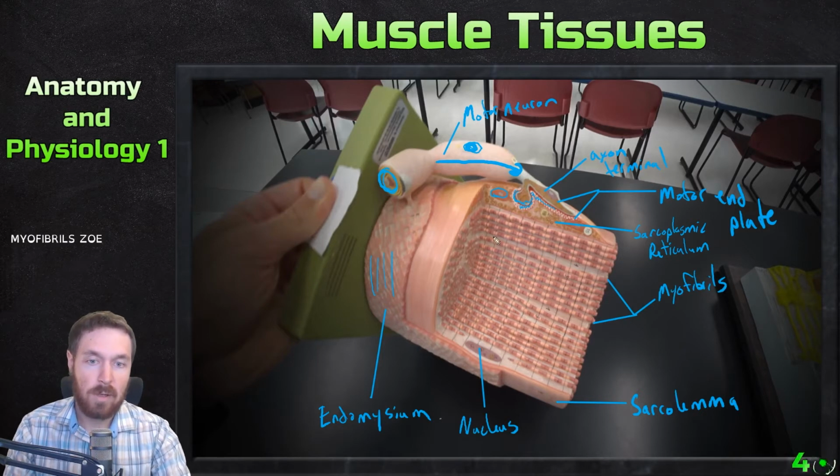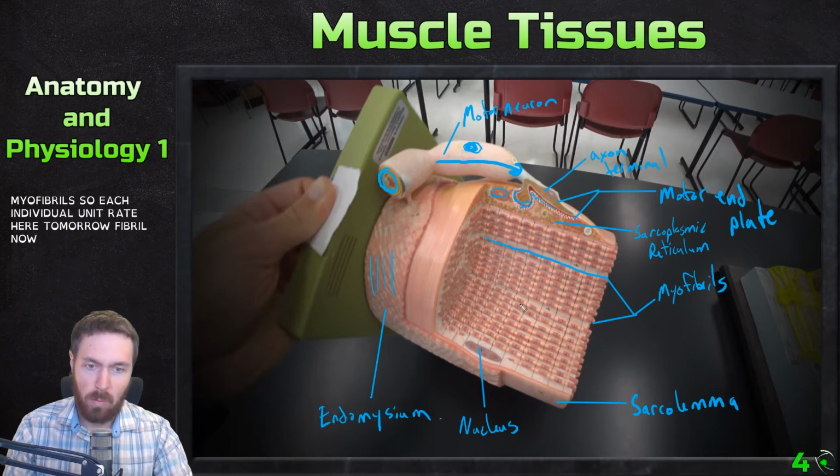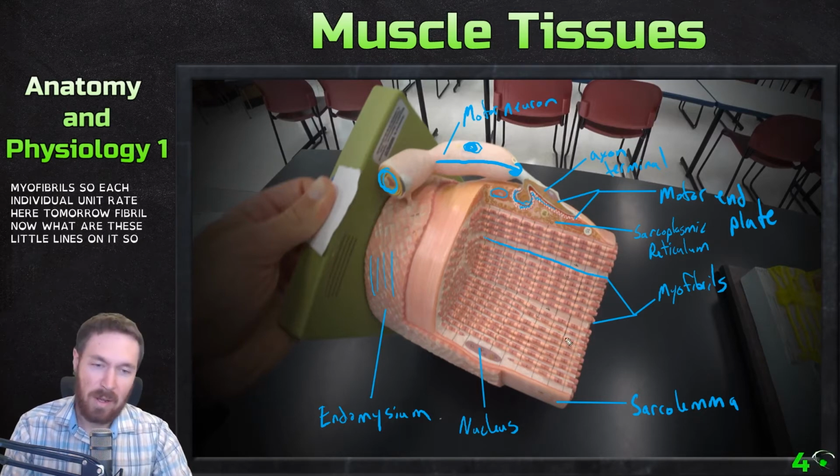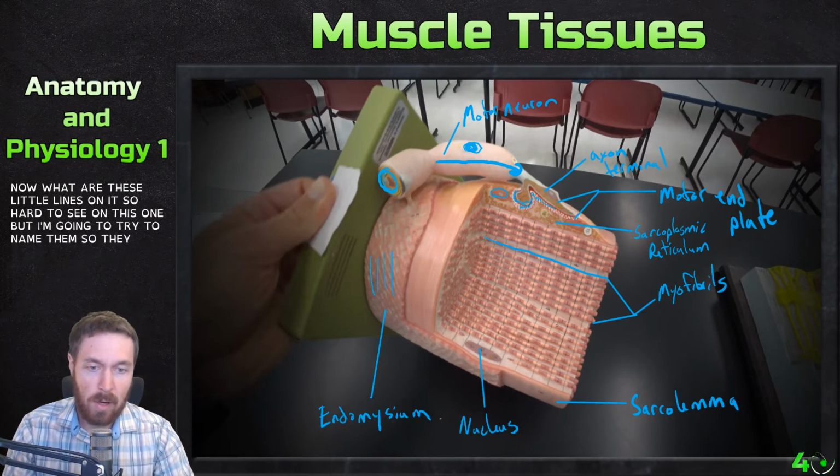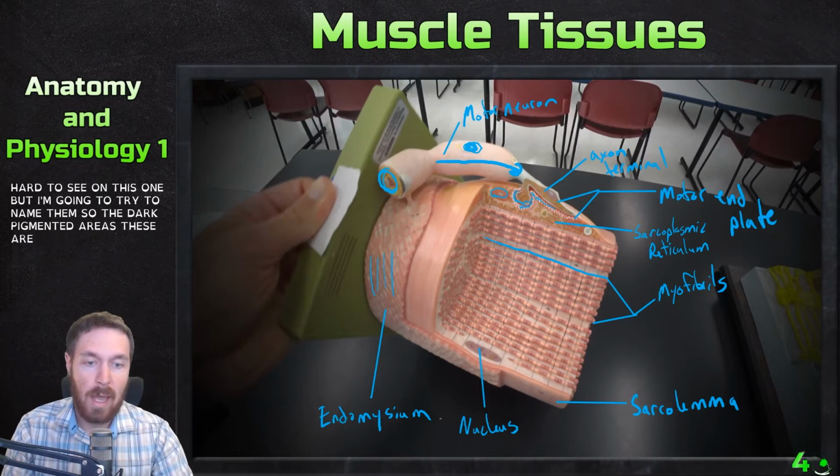Myofibrils. So each individual unit right here, it's a myofibril. Now, what are these little lines on it? So hard to see on this one, but I'm going to try to name them. So the dark pigmented areas, these are the A bands.